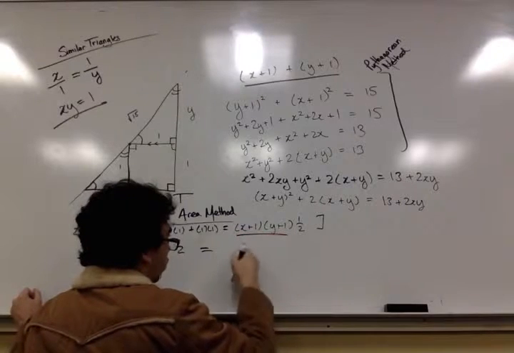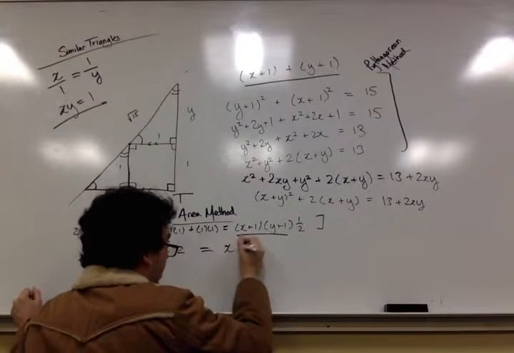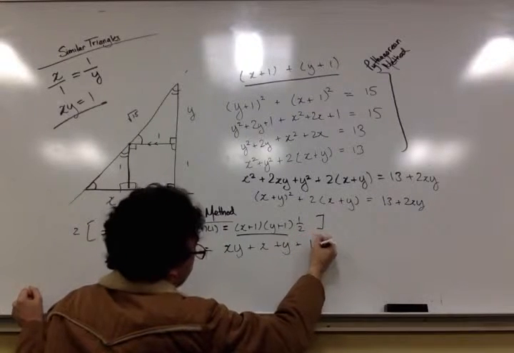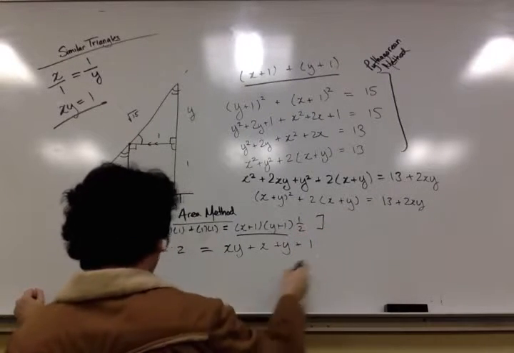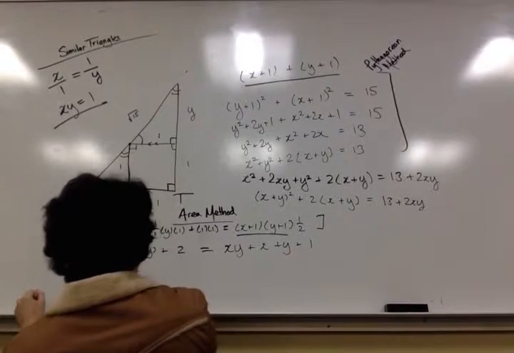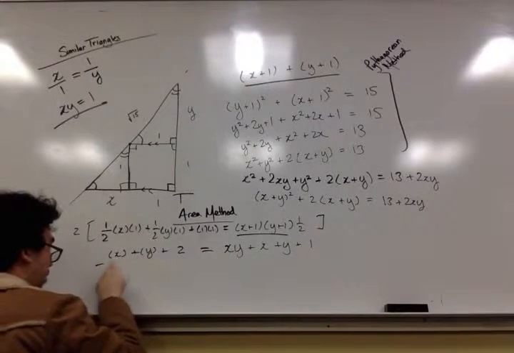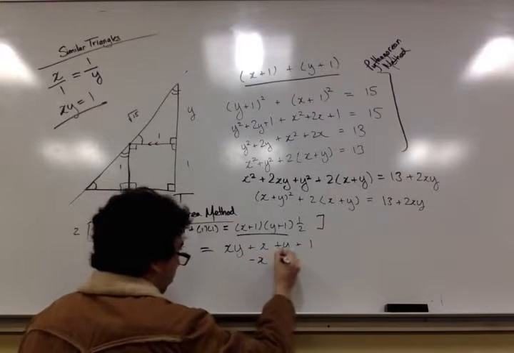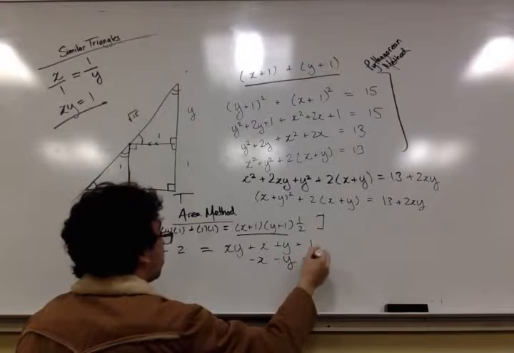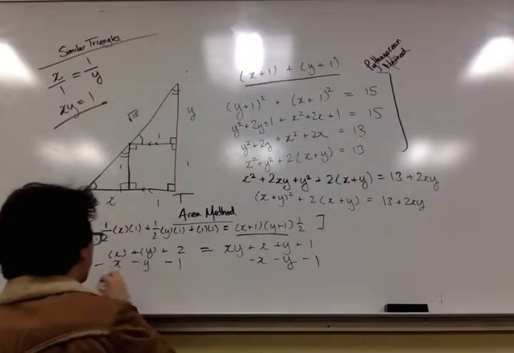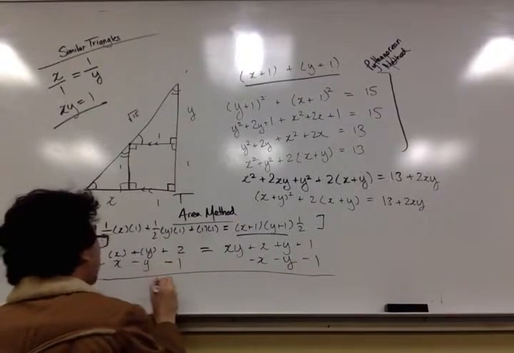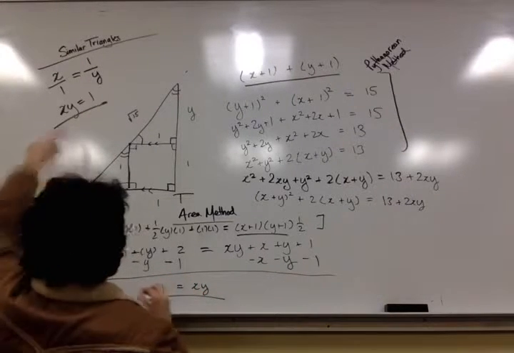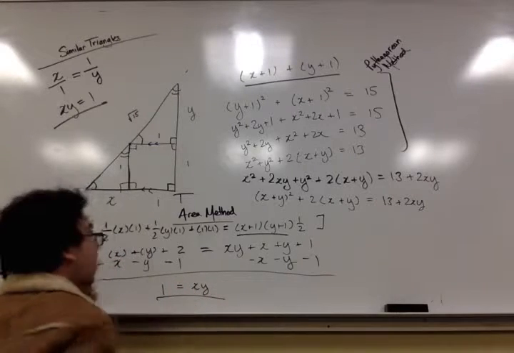Let's FOIL this out too while we're at it: xy plus x plus y plus 1. Now it's awesome because when we subtract x, subtract y, and subtract 1 from both sides, we get 1 is equal to x times y, or what we got up there. So that's the two different ways to get that.